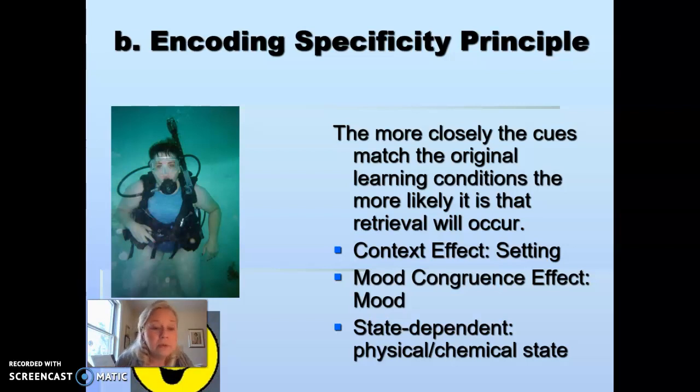It also happens with something like marijuana or even a physical state like having a fever or something like that. So see if you can think of an example of the encoding specificity principle.